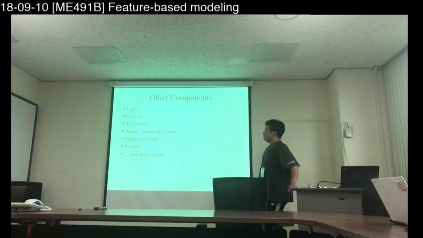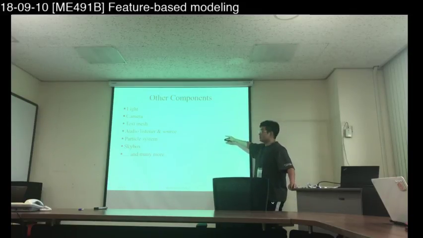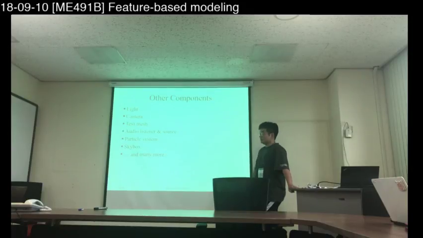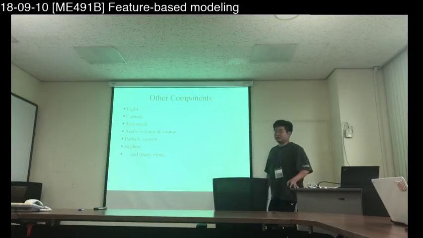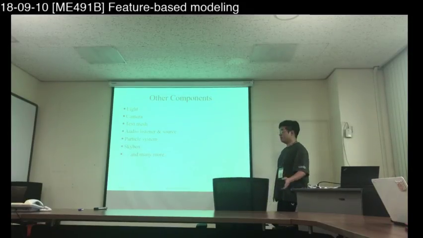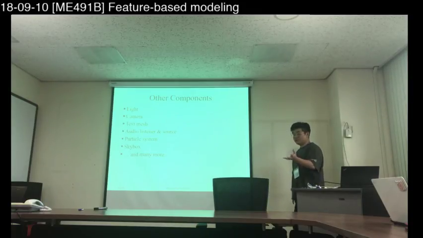And there are many other kinds of components: light, camera, text mesh, something like that. The camera is an essential component in Unity to visualize something.